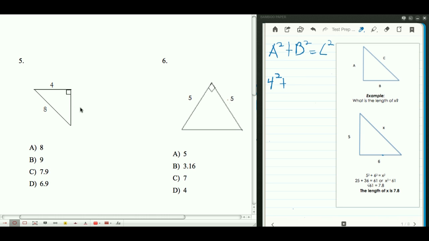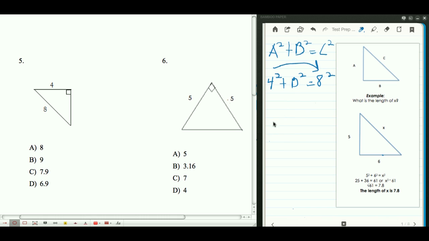And now we don't know what b squared is. So let's just put in b squared. And we know c squared is 8 squared. Okay, so then how do we figure out what b squared is? Well, just using algebra the same way, we want to get this 4 squared over on this side, and we want to get b squared by itself.